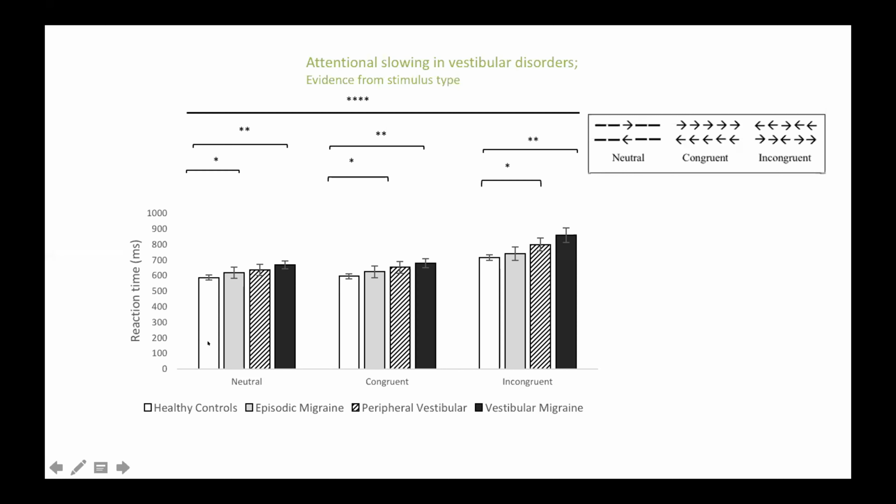In the white box, we represent healthy controls. In the gray, episodic migraine. In the shaded area, we have peripheral vestibular, and in the black boxes, we have vestibular migraine. And as you can see, in all three, the neutral condition, the congruent, and the incongruent, there were statistically significant differences between the healthy controls and both peripheral vestibular disorder patients and vestibular migraine across the board. And so what this indicates is that patients with vestibular dysfunction, be that peripheral vestibular dysfunction or central vestibular migraine, it caused a slowing in the reaction time for the neutral, congruent, and incongruent stimuli.